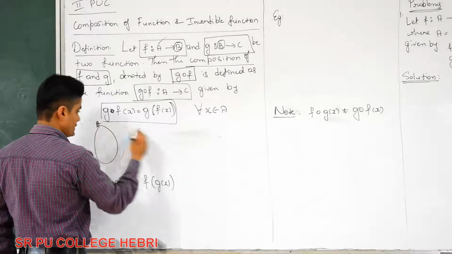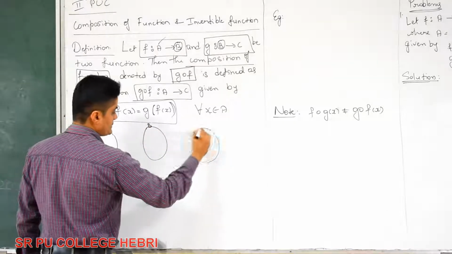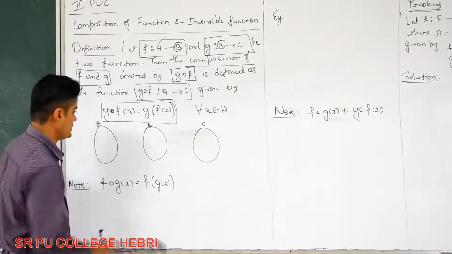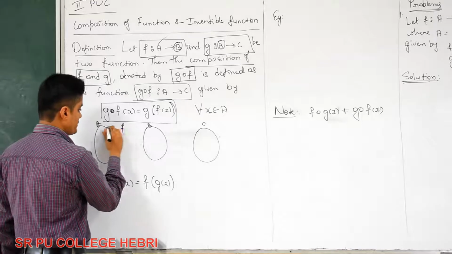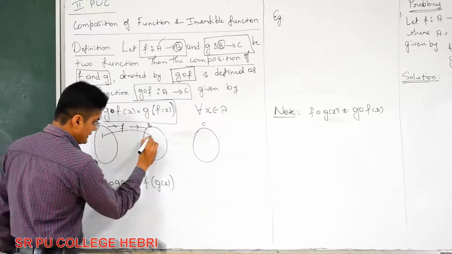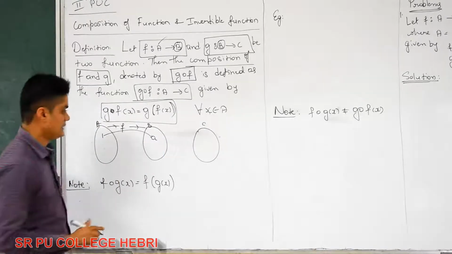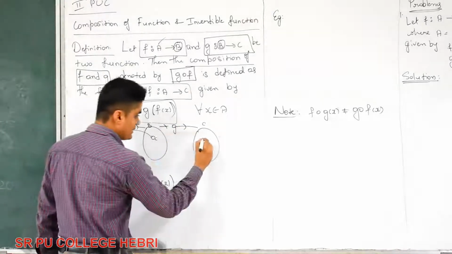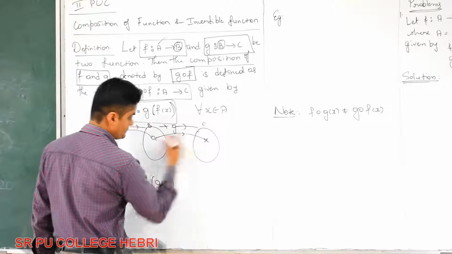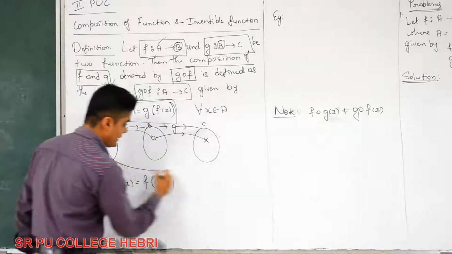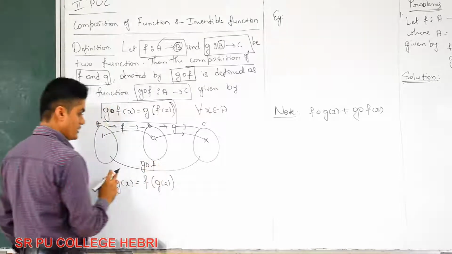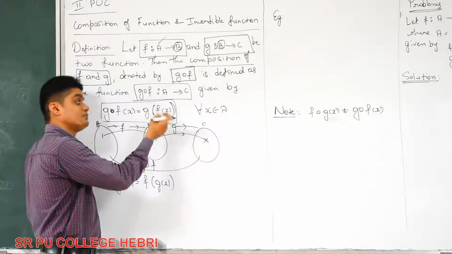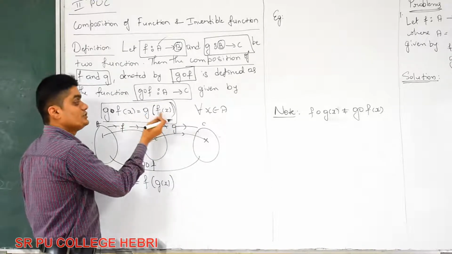See, this is the first set A, then another set B, and this is the third set C. Now I want to show you how g of f looks in this diagram. Suppose f is from A to B, one element is connected here, and g is from B to C, so the element is connected here. Under this you get g of f. Why is it g of f? Because f of x is inside. First you use f, then g. So it is called the composition of f and g.